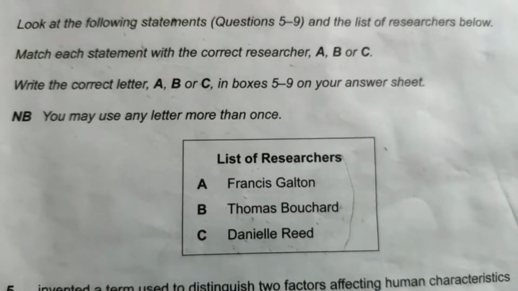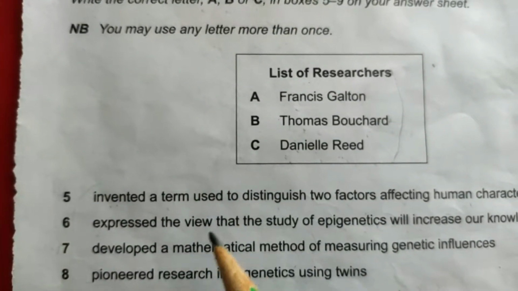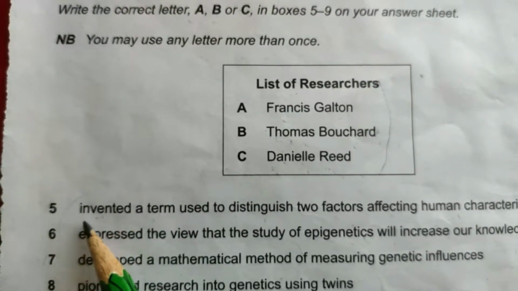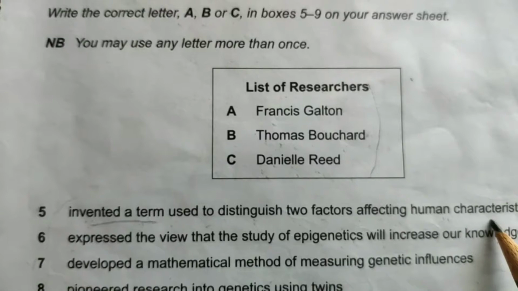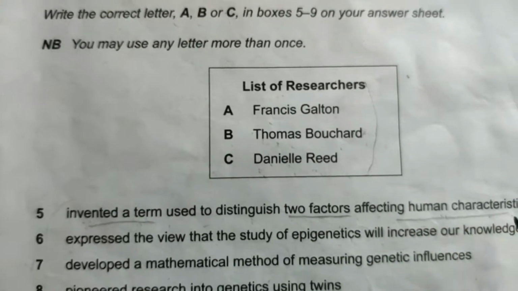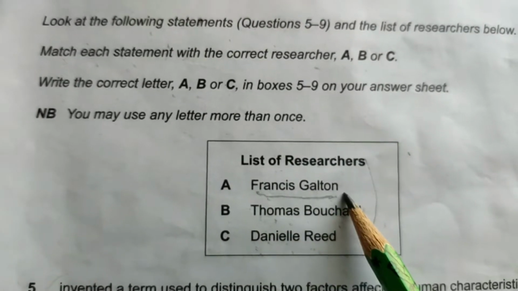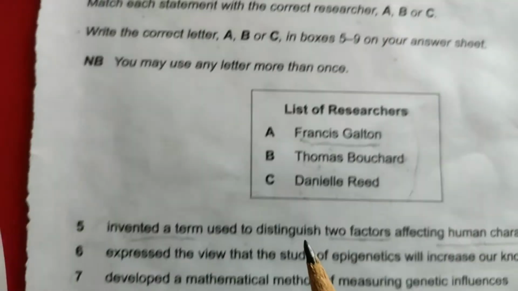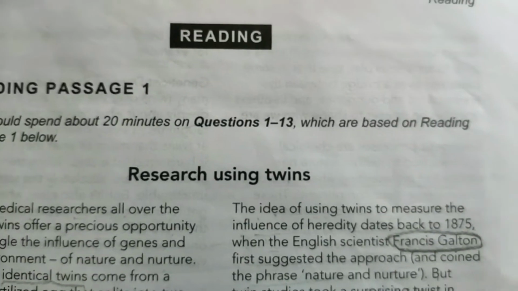For this I am not going to read it first. If you want, you can read the options. Now look at the options. Invented a term used to distinguish two factors affecting human characteristics. Or you can directly go to the researchers, see what they are saying in the paragraph, and match the information with the question. Now I have read. Now we will directly go to Francis Galton, where he is in the paragraph.